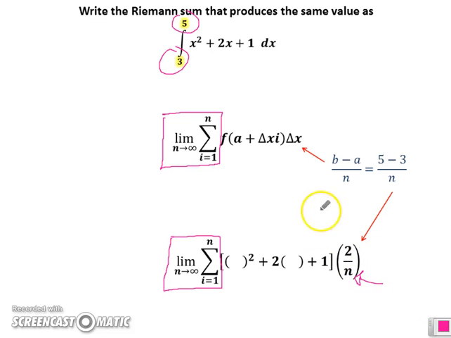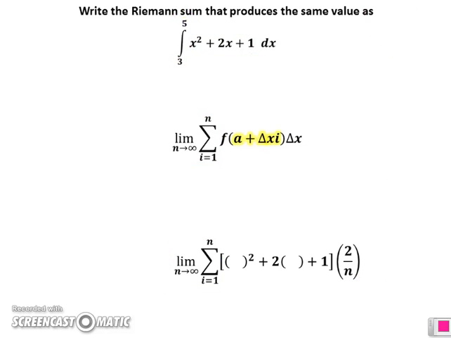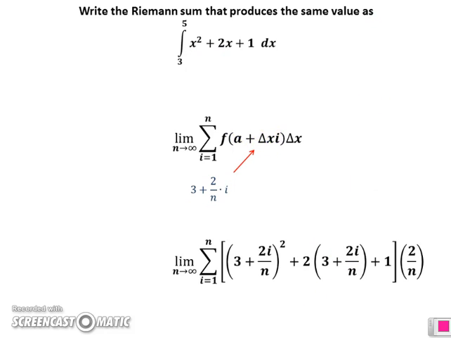And then f of x is always the integrand, and now we need to figure out what's going to go inside of those x's. So the inside piece, the x coordinates, are a plus delta x times i. In our case, a is 3 and delta x is 2 over n. So you can take that, plug it right into those two pieces where it's x being squared and this 2 times x. This is what's going to go in to those parentheses. And there's your final answer.